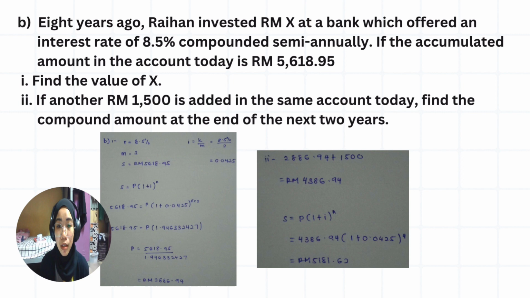For question 2, 8 years ago, Raihan invested RMx at a bank which offers an interest rate of 8.5% compounded semi-annually. If the accumulated amount in the account today is 5,618 ringgit 95 cents, first, find the value of x. So we use the formula S equals P in bracket 1 plus i, power of n.